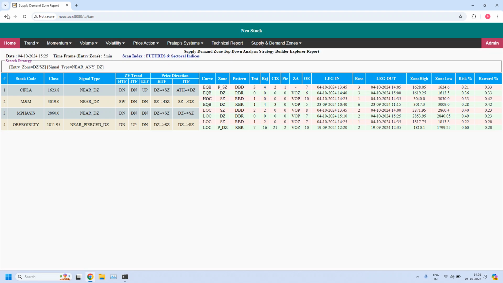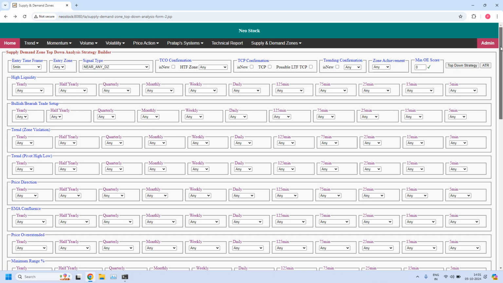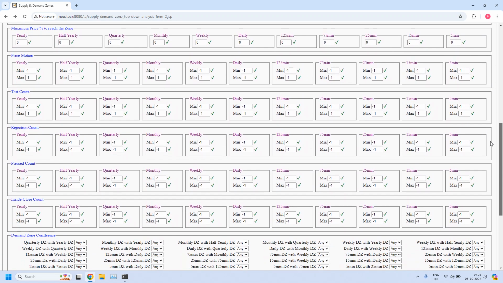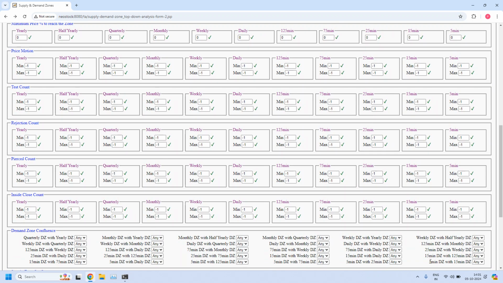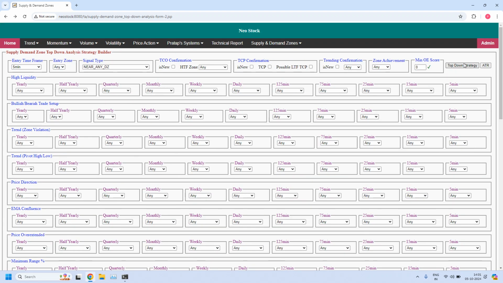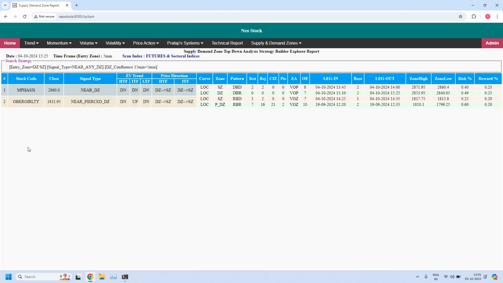Let's verify how many of these demand zones are having ITF confluence. That is 5 minutes demand zone with 15 minutes demand zone confluence. I am enabling the filter. So 2 stocks are filtered. But here already this is pierced. No use with this.